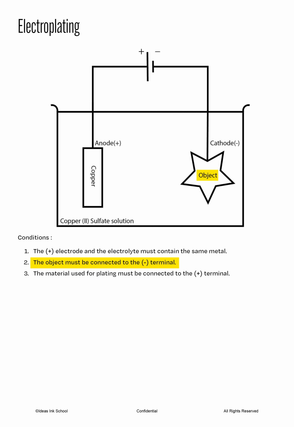This object will act as the cathode. Number 2. The material used for plating must be connected to the positive terminal of the battery. This material will act as the anode in this setup. Number 3. The electrolyte and the anode must contain the same metal.